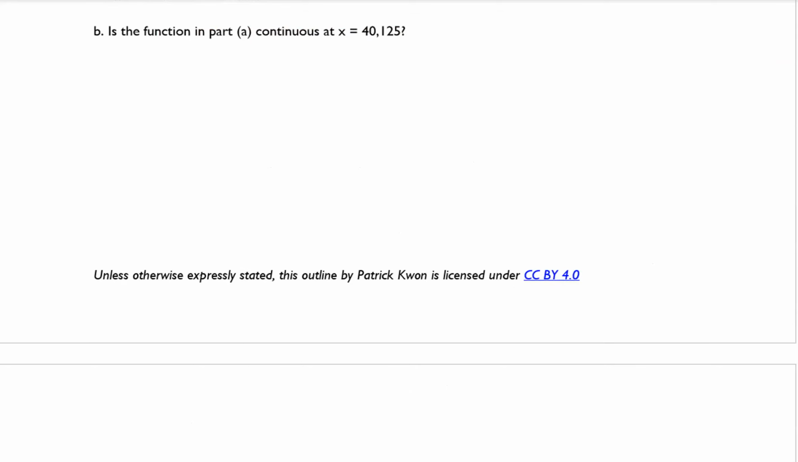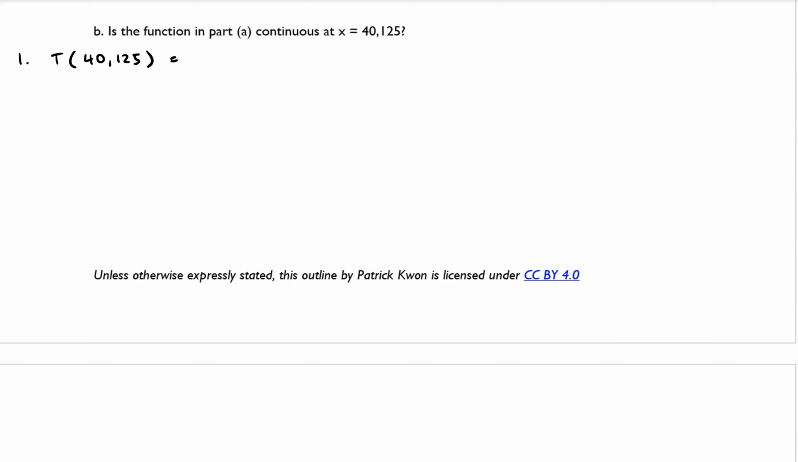All right, so part B says, is the function in part A continuous at x equals 40,125? And in order for it to be continuous at that point, we need to satisfy those three conditions that we talked about at the beginning of this section. So the first thing that we need to check is condition 1. We need to check that T of 40,125 exists, and it does. Let's see what it is.